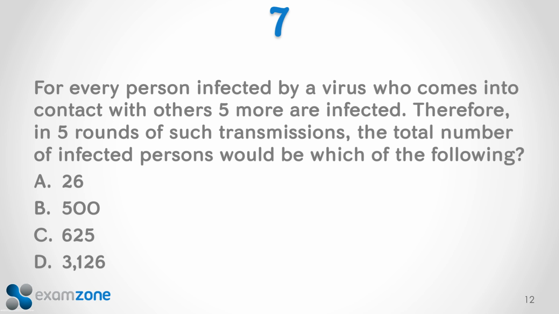For every person infected by a virus who comes into contact with others, 5 more are infected. Therefore, in 5 rounds of such transmissions, the total number of infected persons would be what? Well, the way I would read that is 1 infects 5, and that's the first round. What am I making a dollar sign for? All right, so yeah, 1 infects 5, and then they each infect 5.